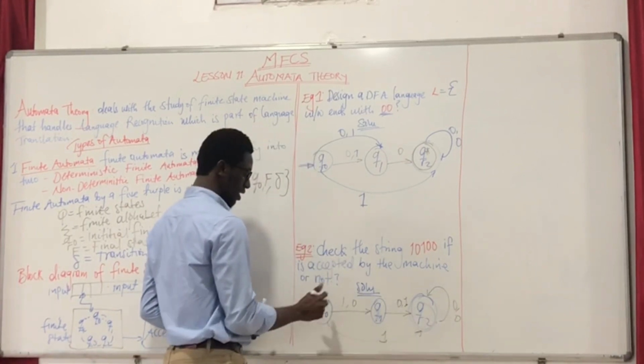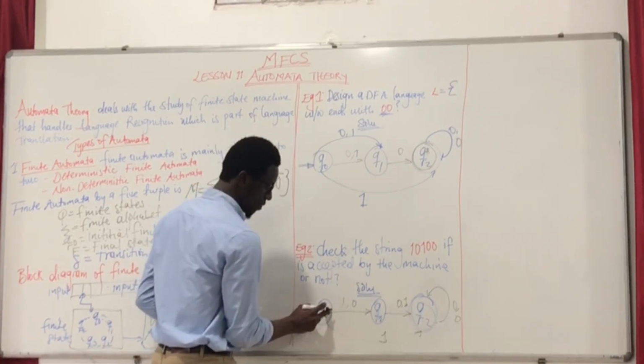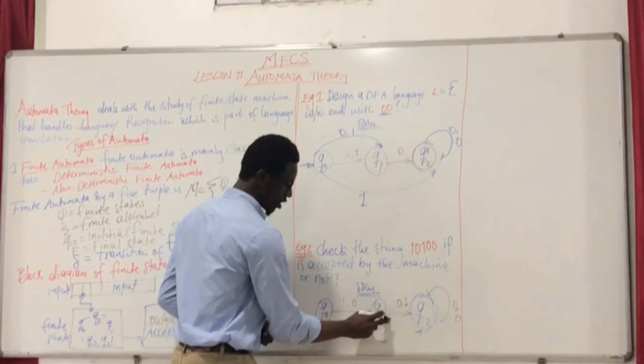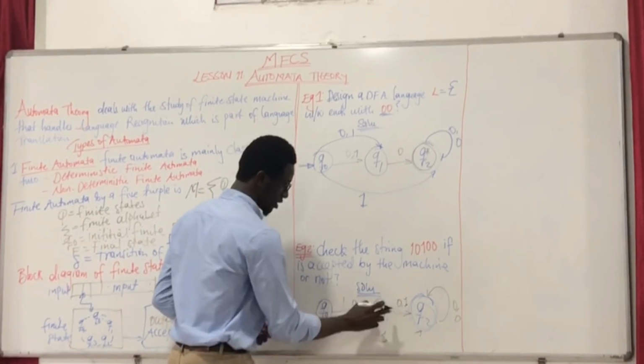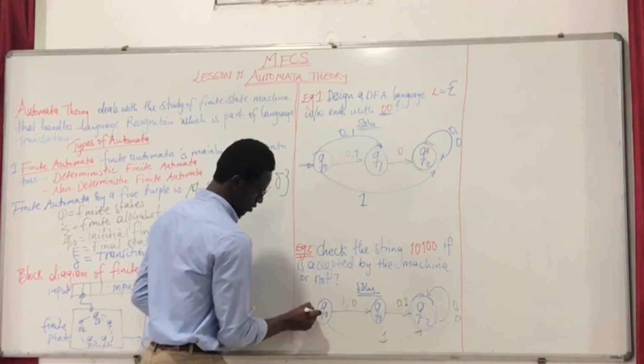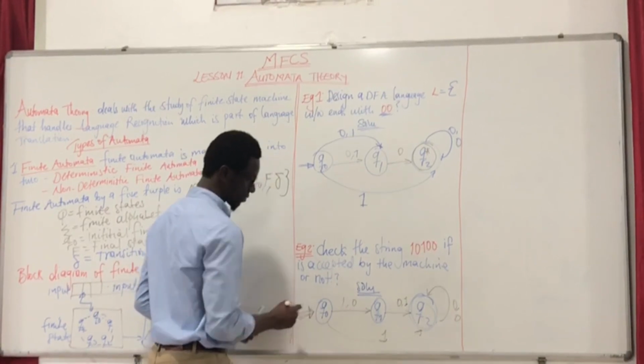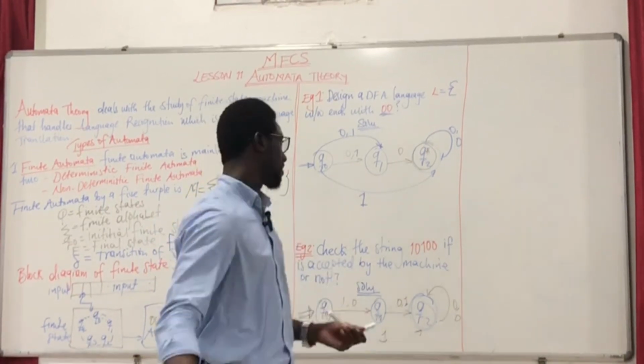This is our initial state. This is the transition from Q0 to Q1. The transition is this one. So this is our initial state. So now let's do our transition table.